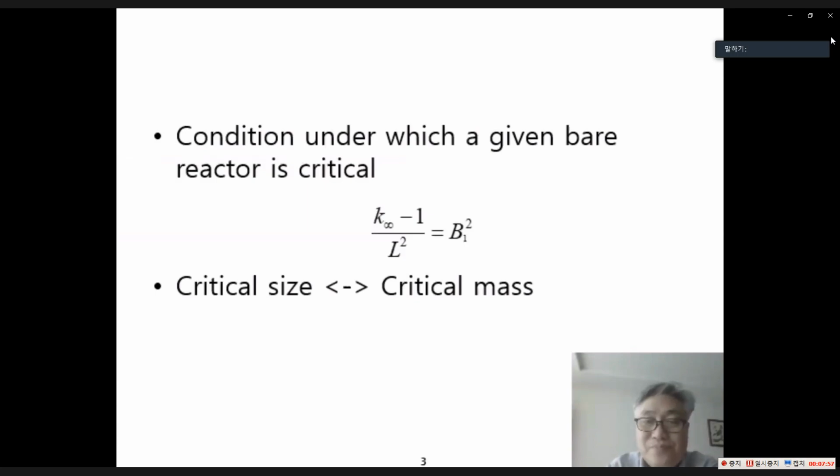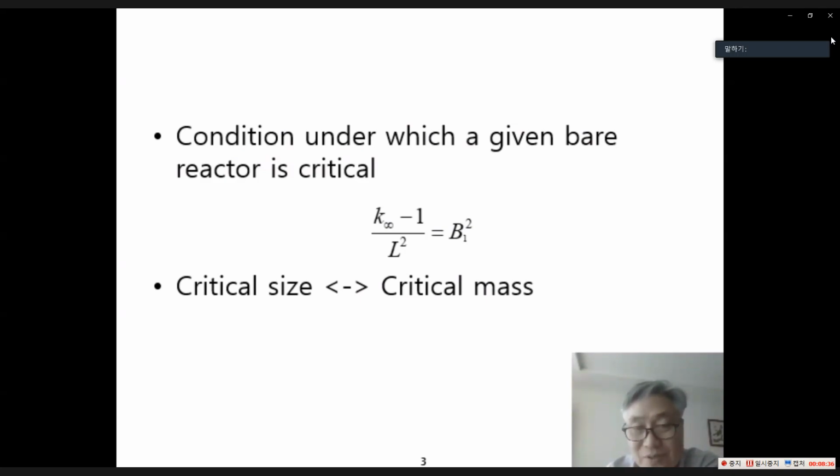Now, this equation is the definition of buckling when we derived the reactor equation. The only difference is B1, that is fundamental buckling. So the buckling you saw in table 6.2. And from this, when you know the critical size, you can determine critical mass, or when you know the critical mass, you can determine the critical size. So I already mentioned that.